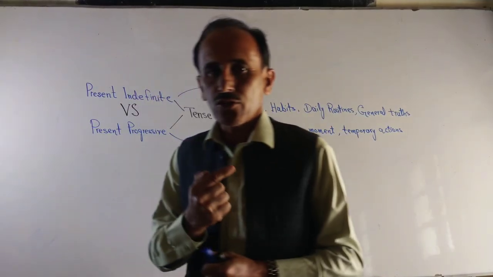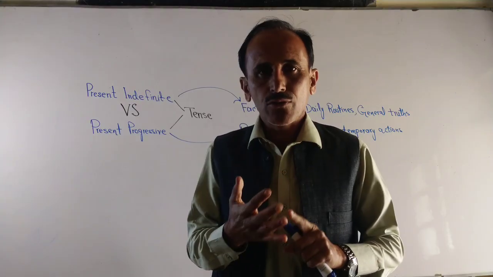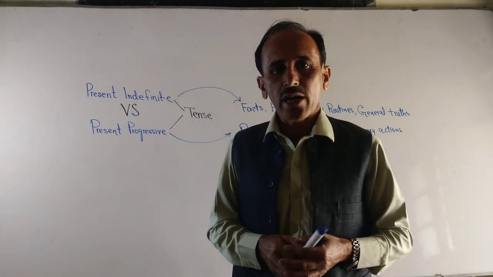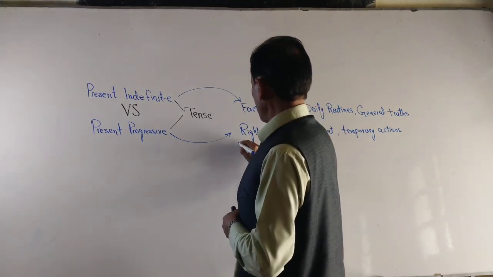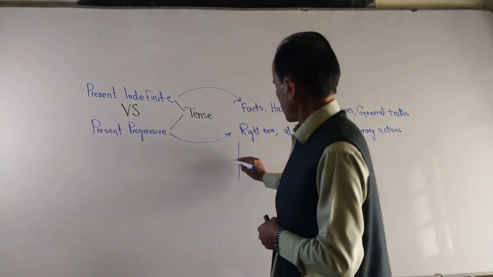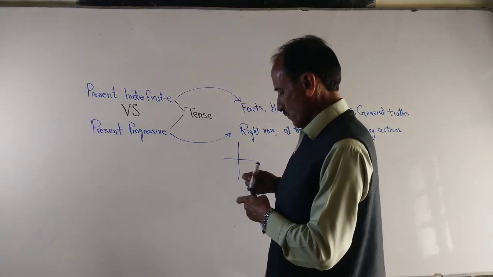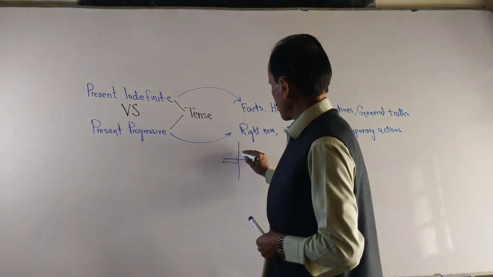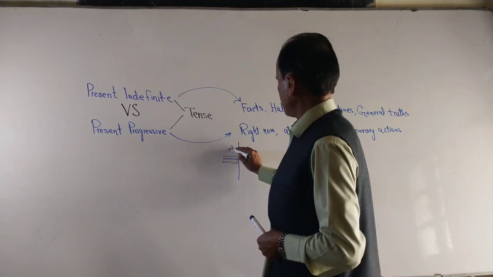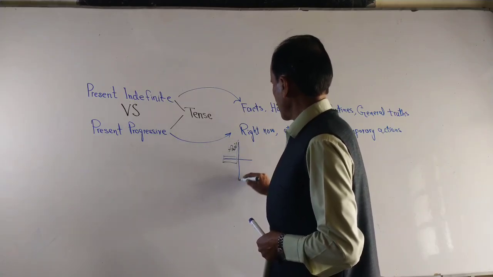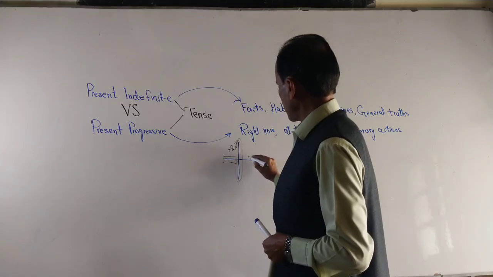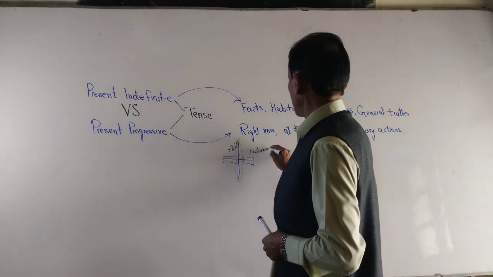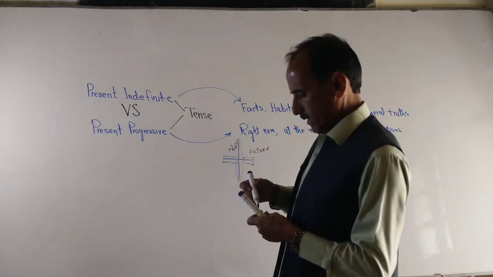So, the main three tenses are present, past, and future. Now, every tense has four kinds. For example, here is a diagram I show you. This part represents past, this is present, and this is future.